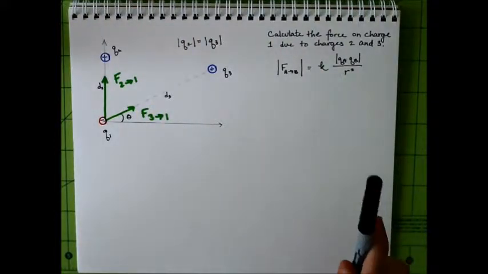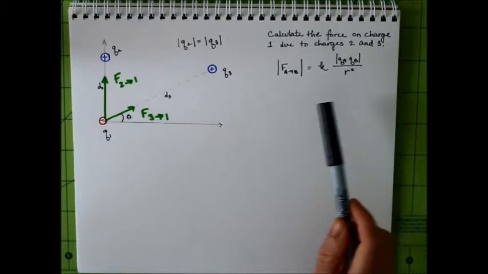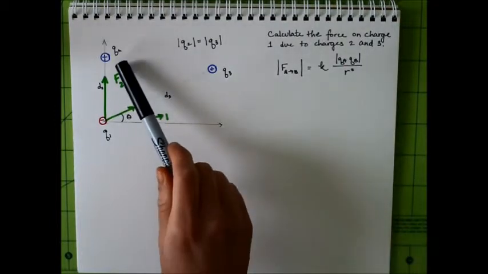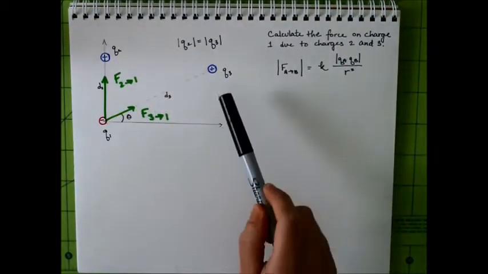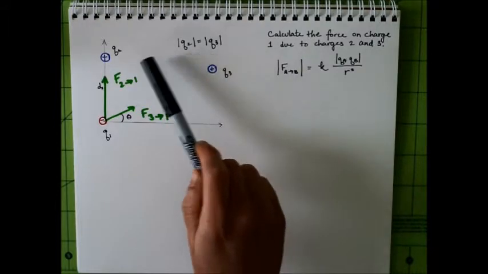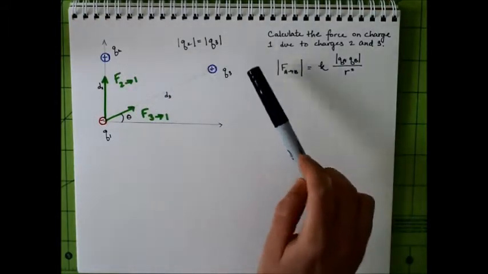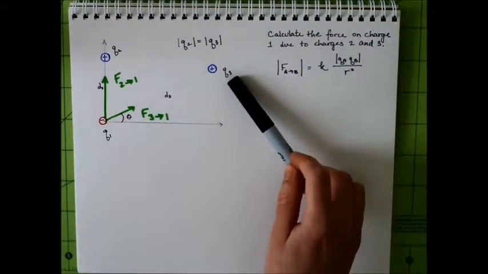Okay, so in this problem, we're asked to calculate the force on charge 1 due to charges 2 and 3. And we're told that the magnitude of charge Q2, a positive charge, is equal to the magnitude of Q3, another positive charge.